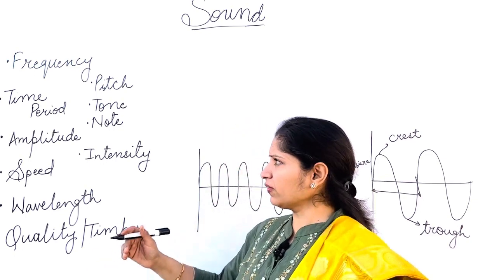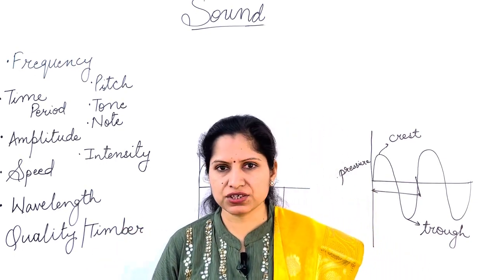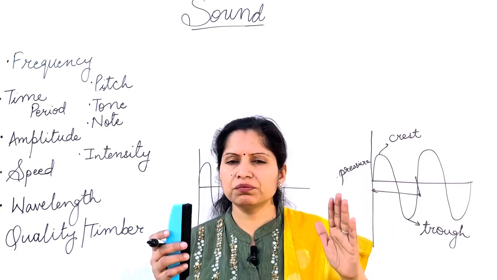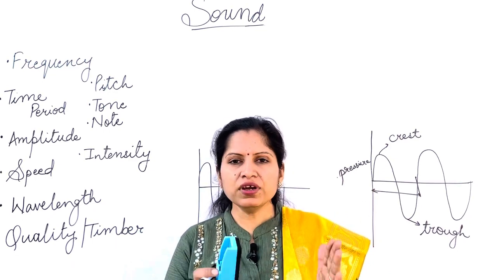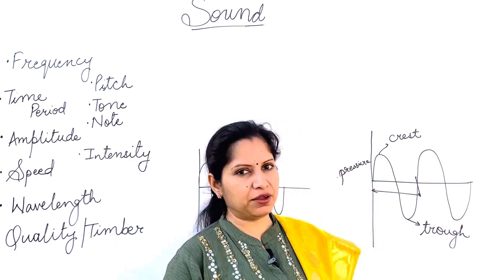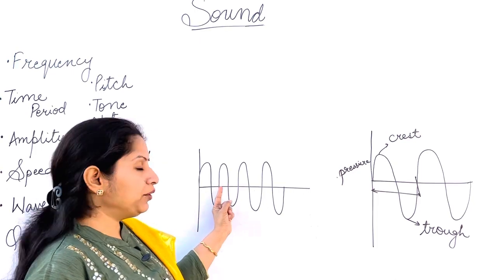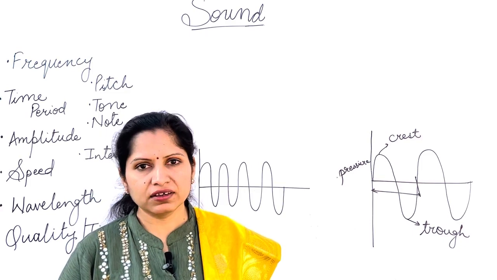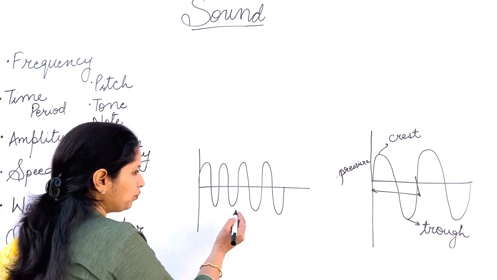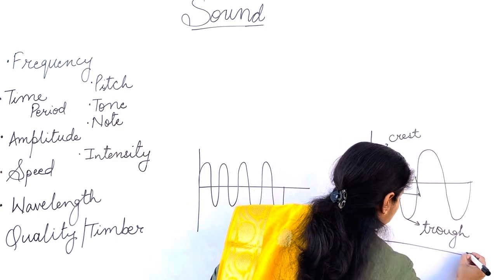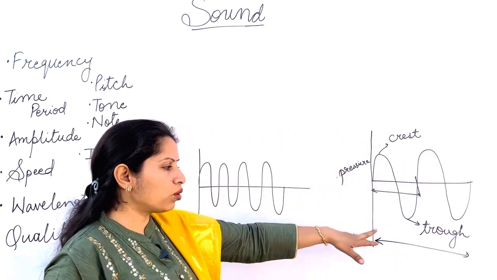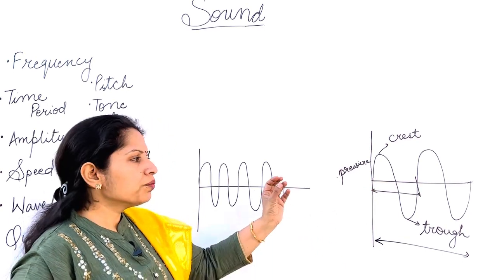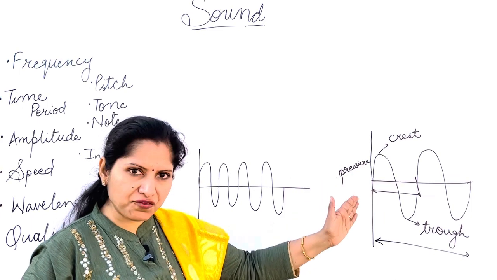Now we talk about time period. Time period is the time taken to complete one complete oscillation. For one complete wave, whatever the time taken, that is known as time period. So the time taken to complete one compression and one rarefaction is known as time period. Now you can easily think that if in 1 second two waves were there, and I call it a frequency of 2, what will be the time taken for one wave? It will be half a second.